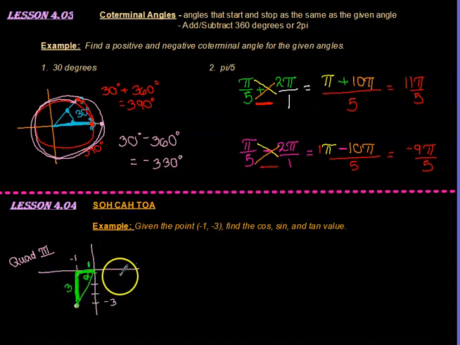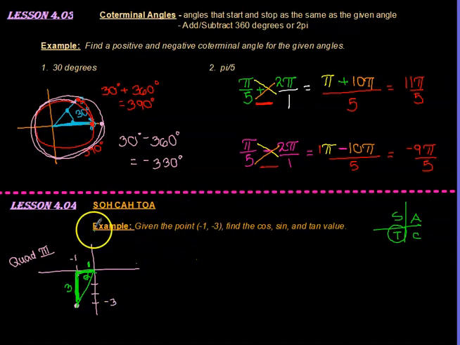We'll worry about the positives and negatives later, because we also know that we're in quadrant 3. And in quadrant 3, only, all students take calculus, only tangent is positive there. So we'll just note that after. So in this case, we need the third side in order to apply SOH CAH TOA.